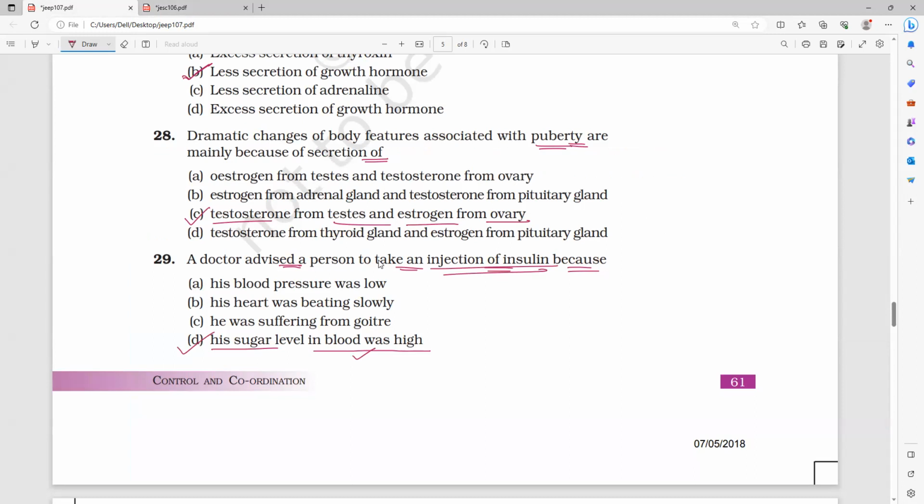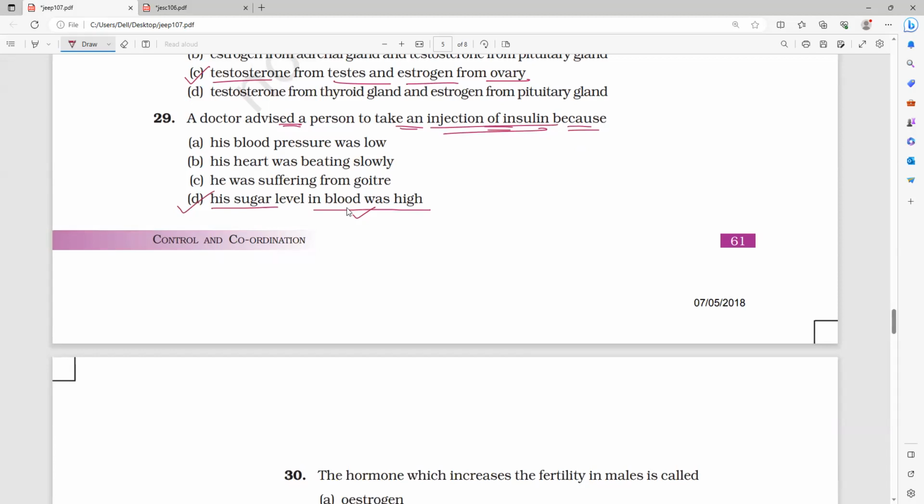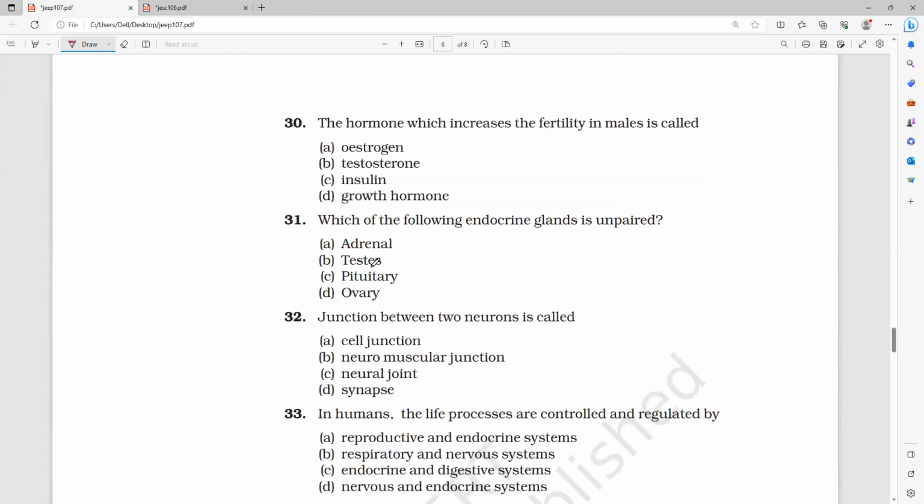Naturally, the pancreas is regulated with the help of a mechanism. What is that mechanism? Feedback mechanism. With the help of the feedback mechanism, the pancreas secretes insulin, and once the blood sugar level is controlled, the pancreas stops secreting more insulin.